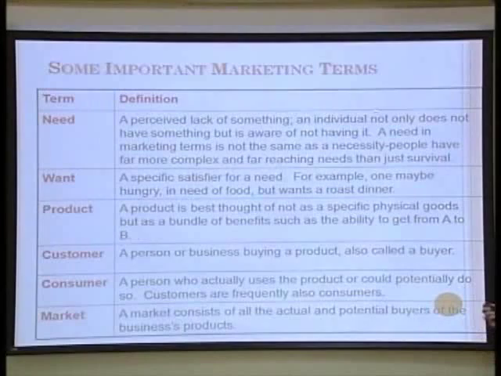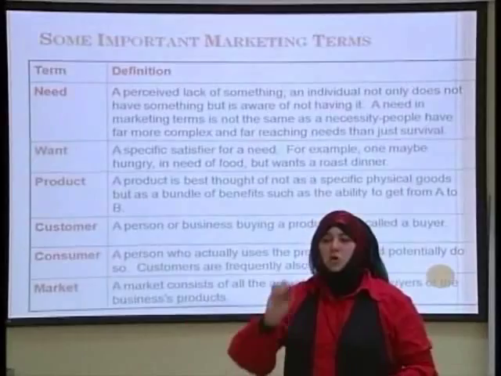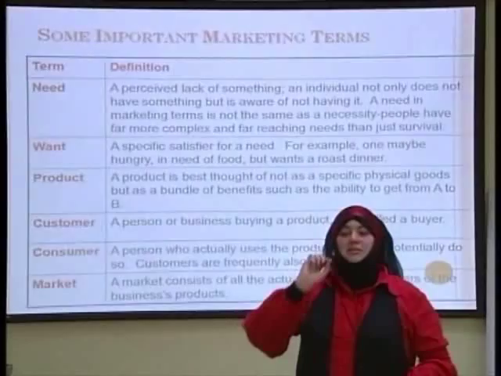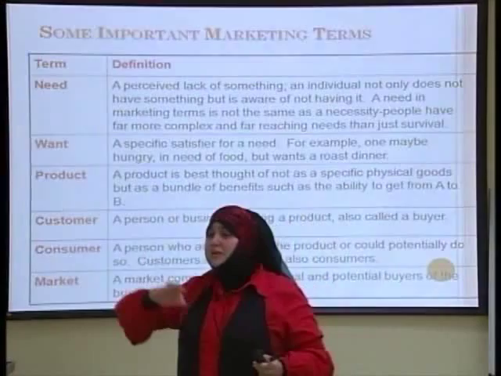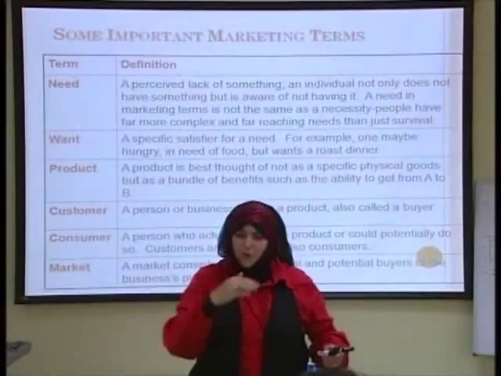A want is a specific satisfier for a need. Okay, now, I'm hungry. I'm in need of food. But you can give me any sandwich. You can give me carrots. You can give me an apple. You can give me anything. But I'm not interested in all these things. I'd like to eat from Kentucky, from Pizza Hut, from McDonald's, from anywhere. A specific place. For example, from Pizza Hut. I'd like to eat pizza.